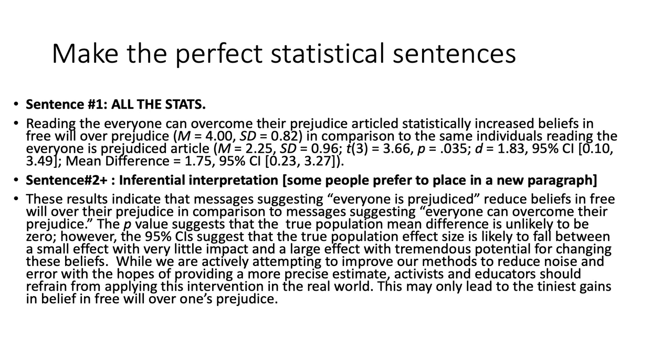However, the 95% confidence interval suggests that the true population effect size is likely to fall between a small effect with very little impact and a large effect with tremendous potential for changing these beliefs. While we are actively attempting to improve our methods to reduce noise and error with the hopes of providing a more precise estimate, activists and educators should refrain from applying this intervention in the real world. This may only lead to the tiniest gains in belief in free will over one's prejudice.